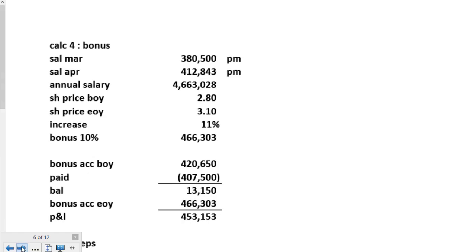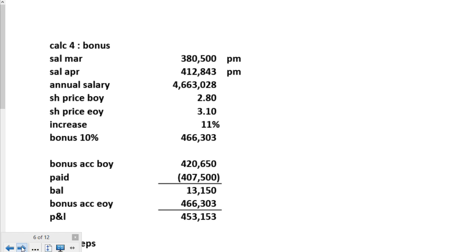Okay, then the bonus calc, they gave you salaries as at March, and then they said from April there was an increase. So you had to work out an annual salary. It was 9 months up to March, and then the 3 months from April to June. You worked out an annual salary. The share price at beginning was R2.80, at end was R3.10. The increase is 11%. They said if the share price goes up by 10% or more, then the bonus is 10% of the annual salary. So there's my bonus, 466,303.